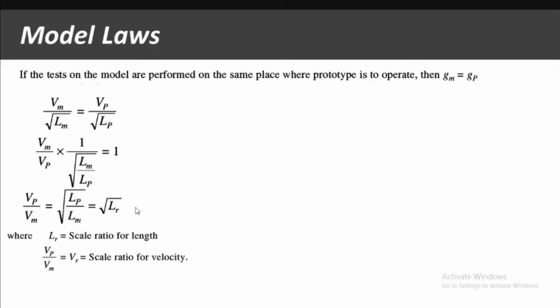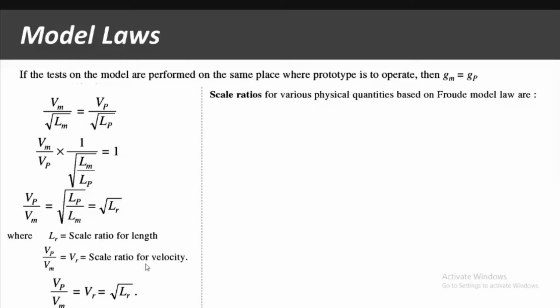Here Lr is length ratio and Vp by Vm is velocity ratio. Okay, so finally we have Vr equals to under root of Lr. So this is nothing but the mathematical expression for Froude's law. Okay, after that, scale ratios for different physical quantities.